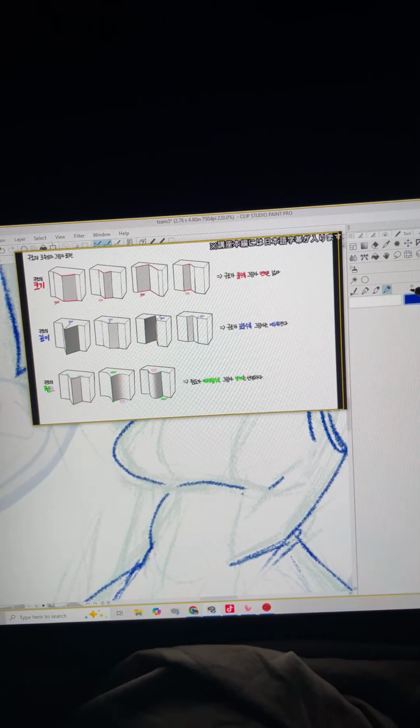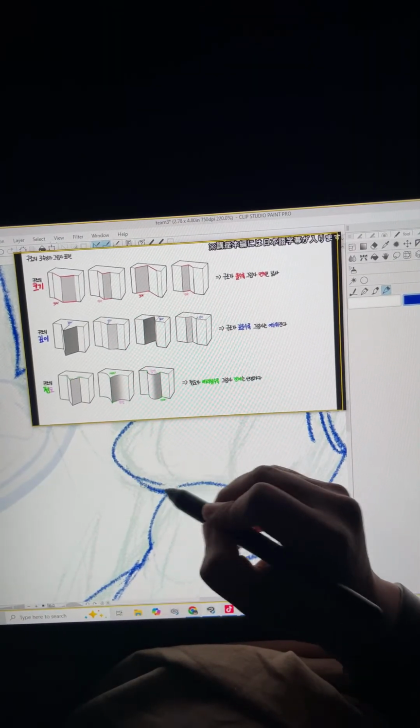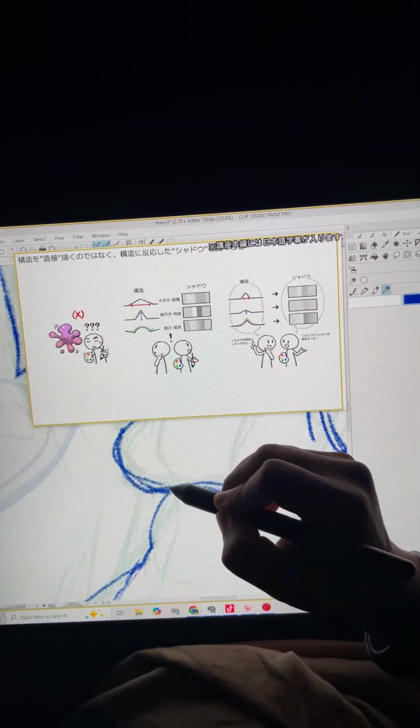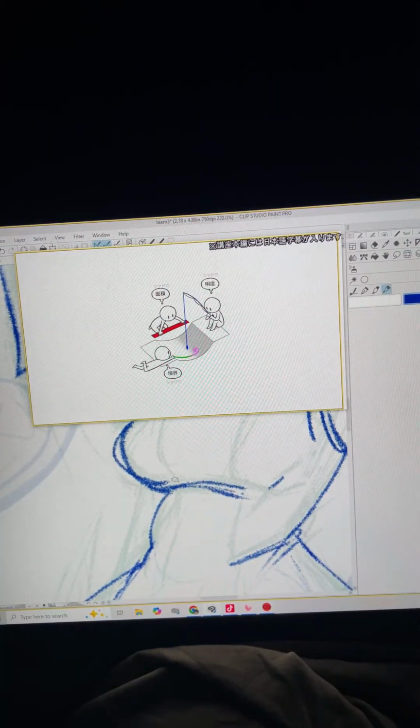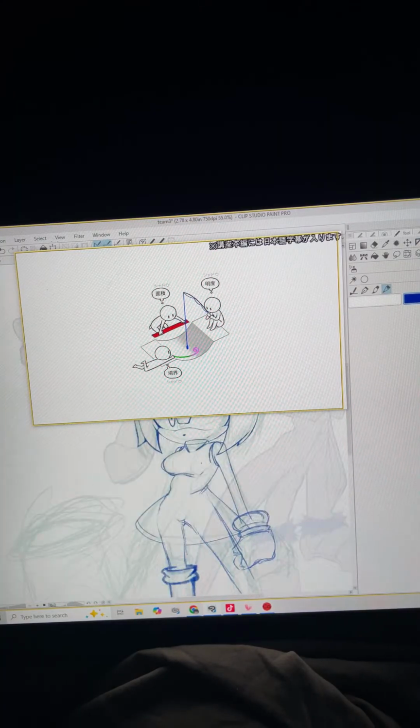The teacher says that these 3 properties should be considered as much as possible in order to create 3-dimensional shadows. In other words, if you consider the size of the shadow, the boundary, and the tone, you can easily create 3-dimensional shadows.